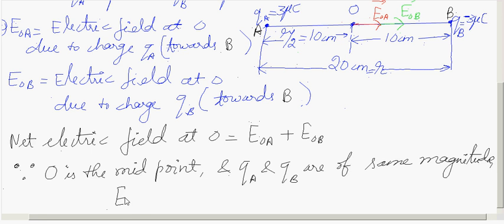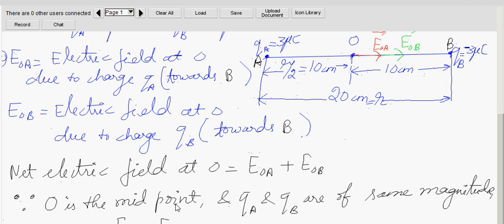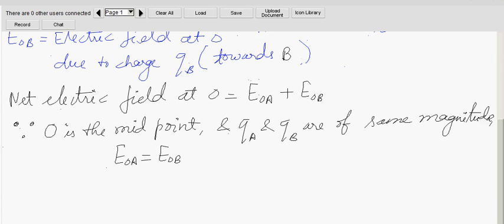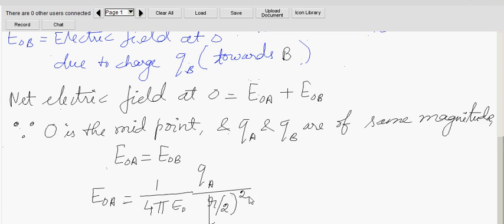EOA is equal to EOB. First we will find out EOA or EOB, then you can multiply by 2 to find out the net charge. EOA is equal to 1 by 4 pi epsilon naught into QA divided by (R by 2) whole square, because we took R as 20, R by 2 is 10.